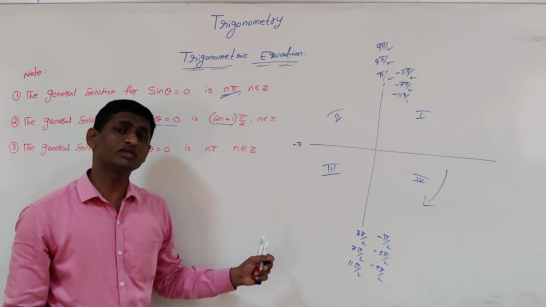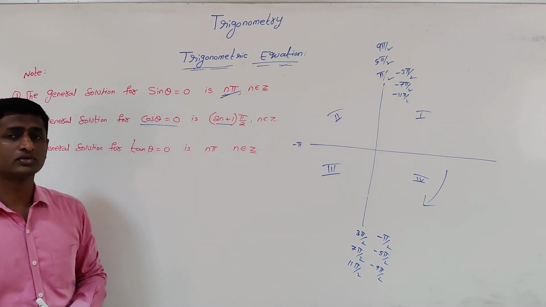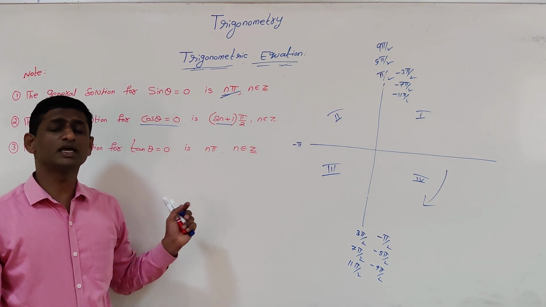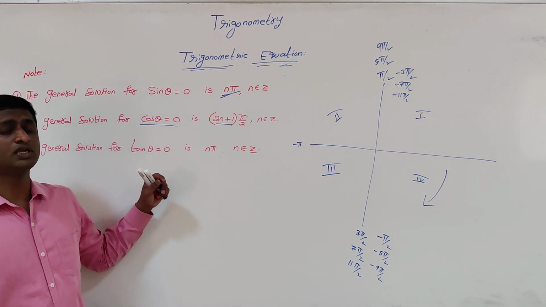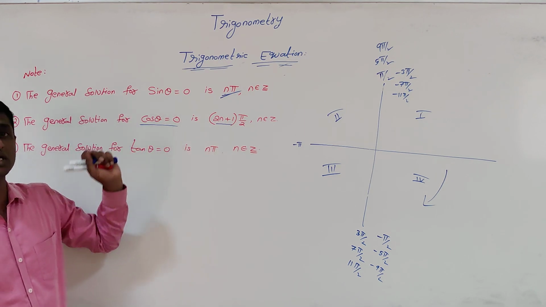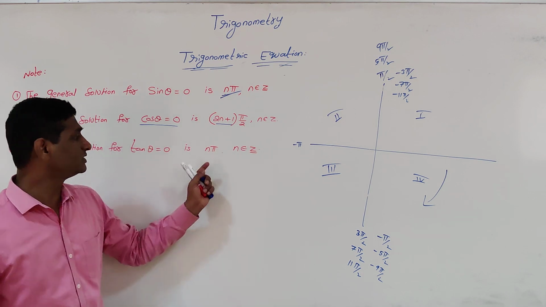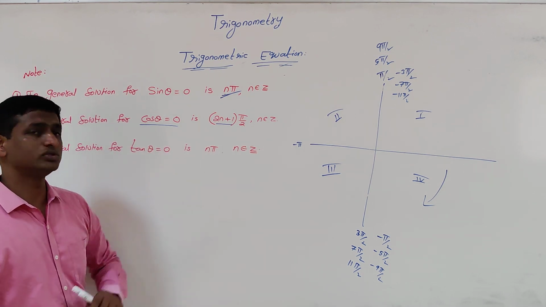Similarly, try for tan theta is equal to 0. So what is tan theta? It is sin theta by cos theta, meaning sin theta is equal to 0. So whatever the general solutions exist for sin theta is equal to 0, the same solutions exist for tan theta is equal to 0. That is n pi, where n belongs to z.